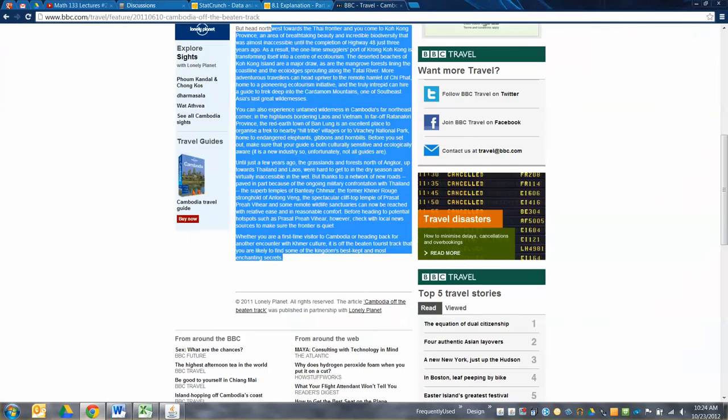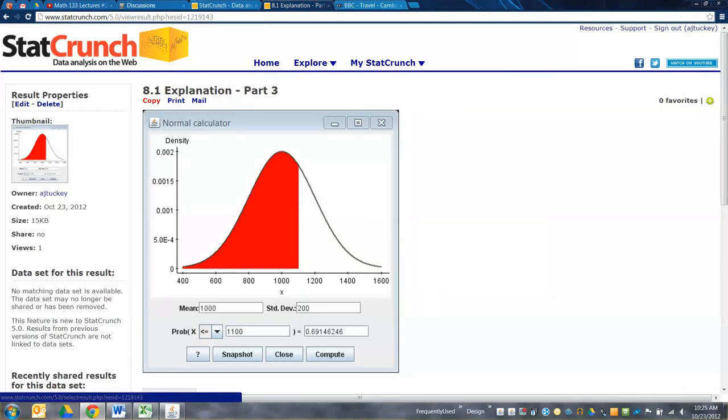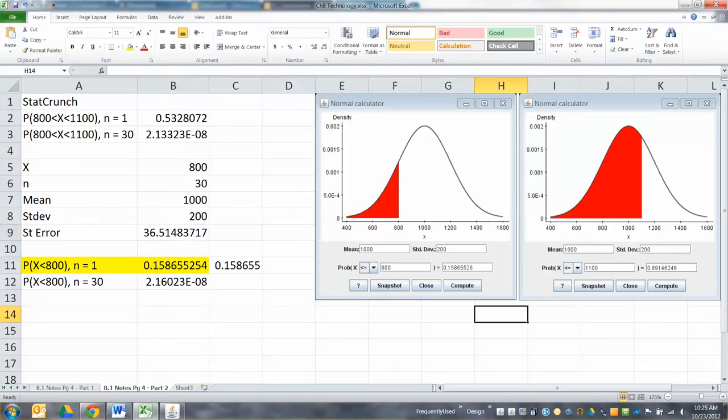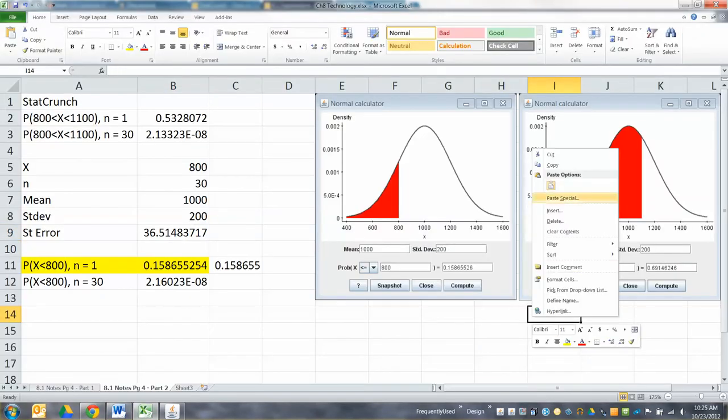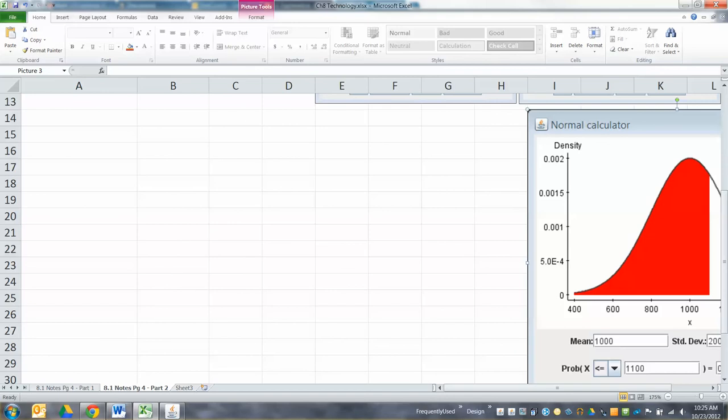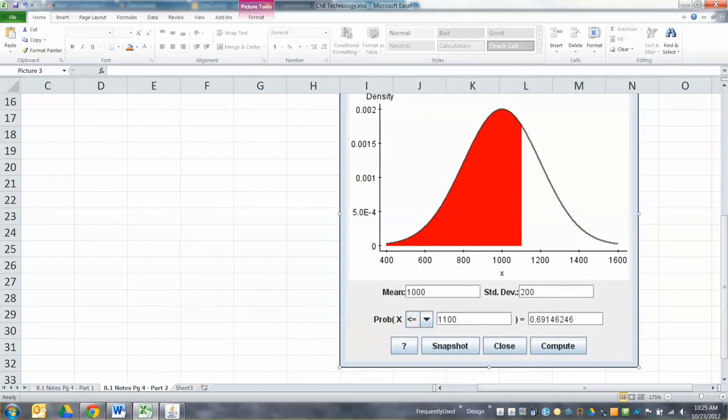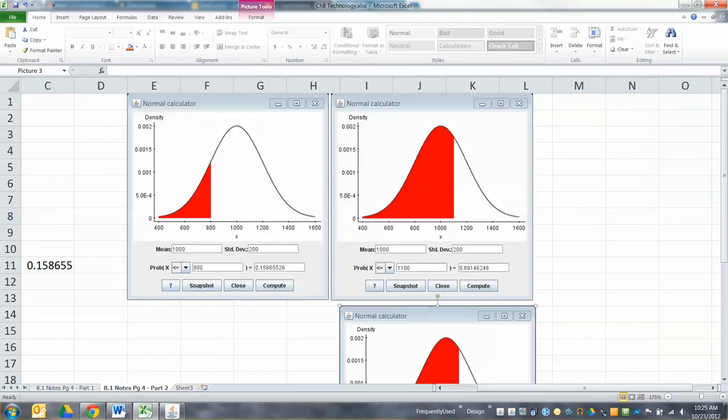Yeah, that's what I gotta do. Oops, go here. Going to copy. There we go. Go over here and I'm going to paste it in. Okay, so this is when it's for 30. Make it a little bit smaller.